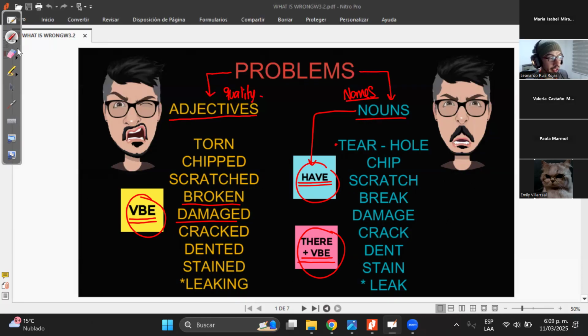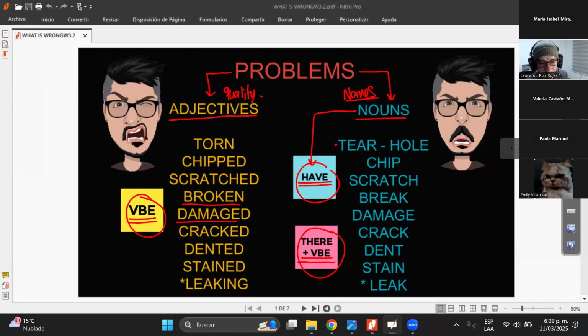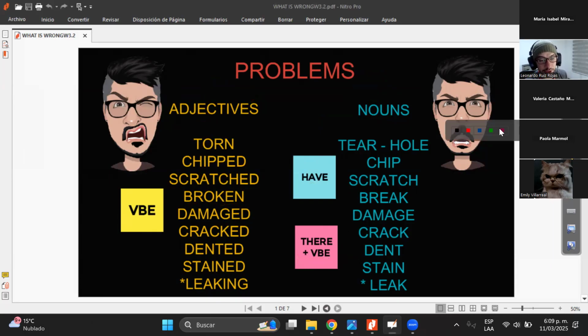Let's check the vocabulary that we have here, because the vocabulary is easy, right? But maybe we can have some doubts, okay? The first one is torn. Or if it's a noun, it's a tear or a hole.